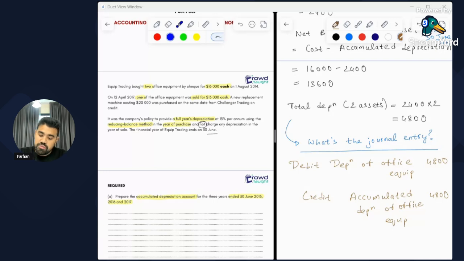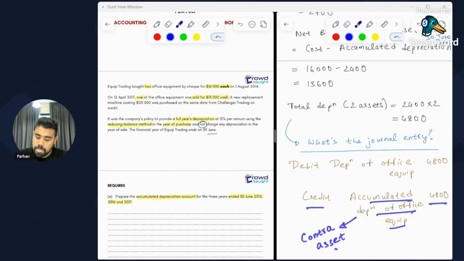Now, I have a question for you. Which one of these is an expense? All right, so when we debit depreciation of office equipment by $4,800, our expenses are going up because depreciation in itself is an expense, which refers to the cost of an asset that we have consumed over its useful life. And when we are crediting accumulated depreciation of office equipment by $4,800, we are increasing an account which is known as a contra asset account.